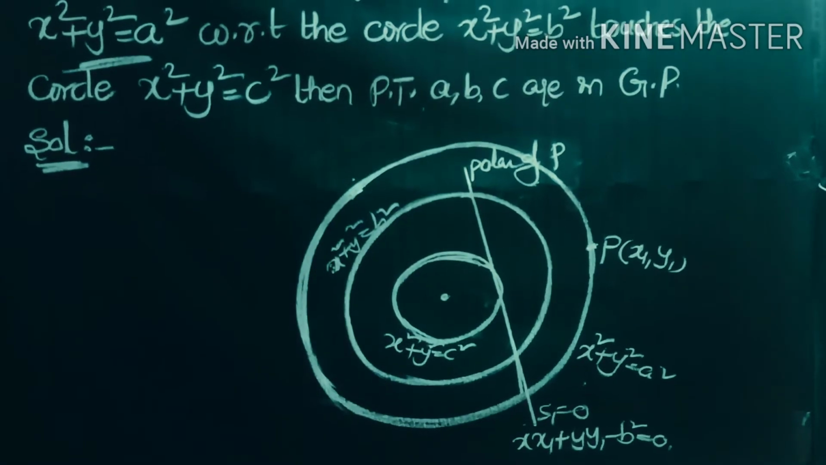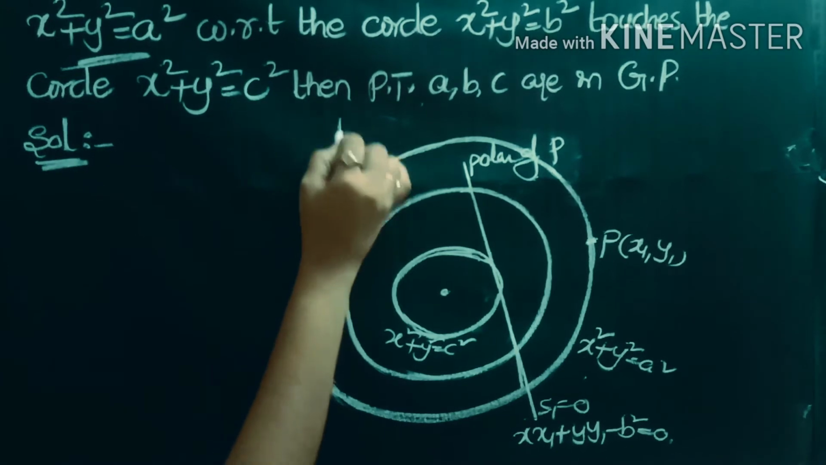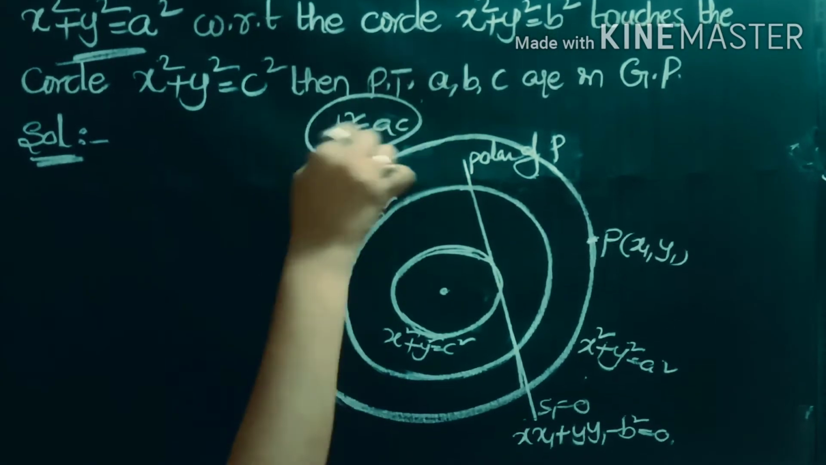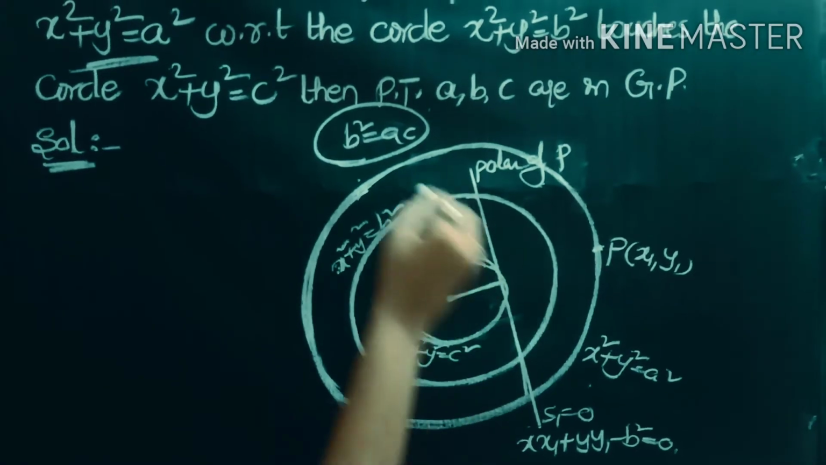Now prove that a, b, c are in GP. We want to show that the numbers a, b, c are in GP. a, b, c in GP means the condition is b² = ac. So here we apply the condition for tangency to get this answer.